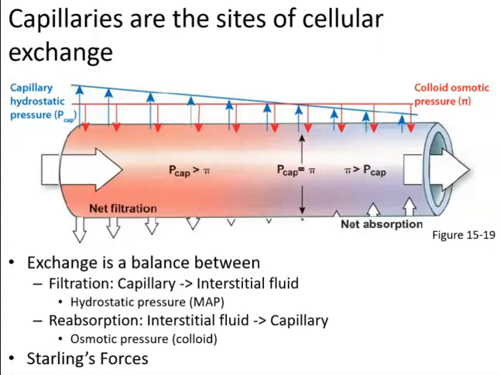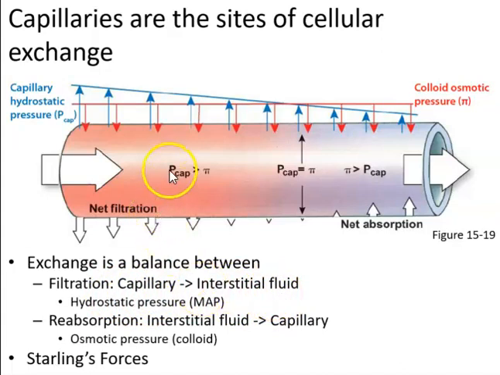And again, these are the two forces that regulate bulk flow in the capillaries. First, hydrostatic pressure. This pressure is best estimated by blood pressure, or mean arterial pressure. This is the pressure that is exerted equally in all directions and will push fluid from the capillary to the interstitial fluid. So hydrostatic pressure, estimated by blood pressure or mean arterial pressure, encourages filtration, movement of fluid from the capillary to the interstitial fluid.